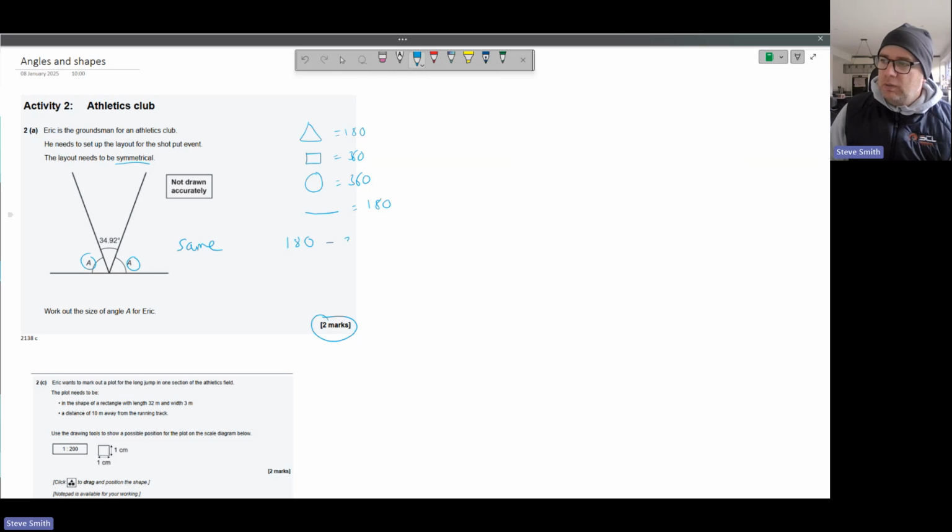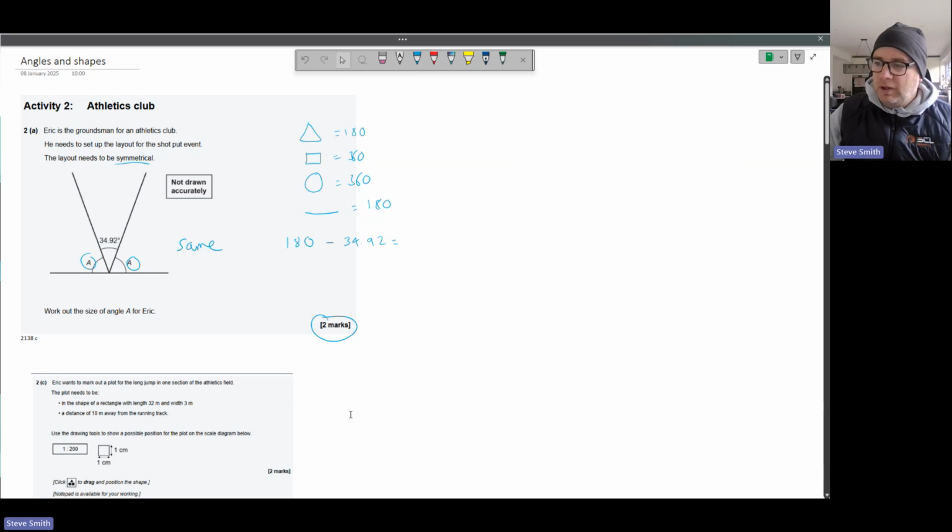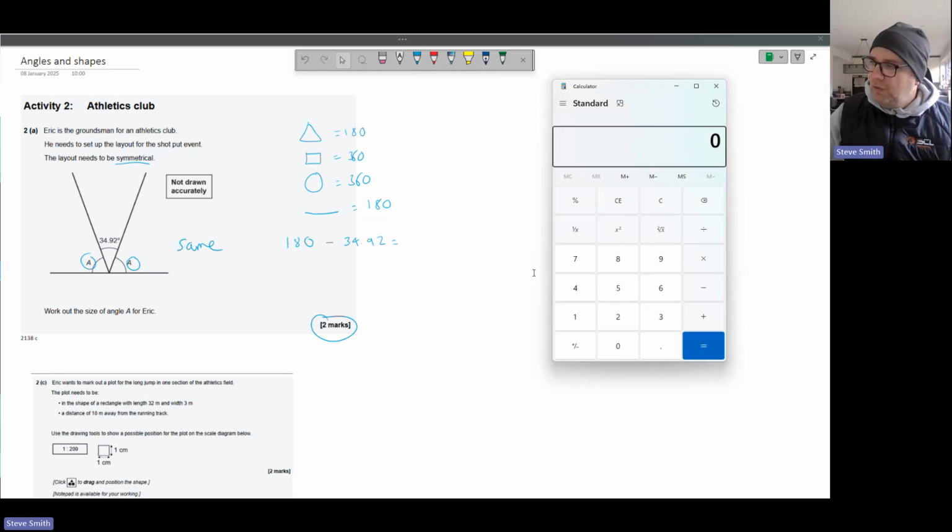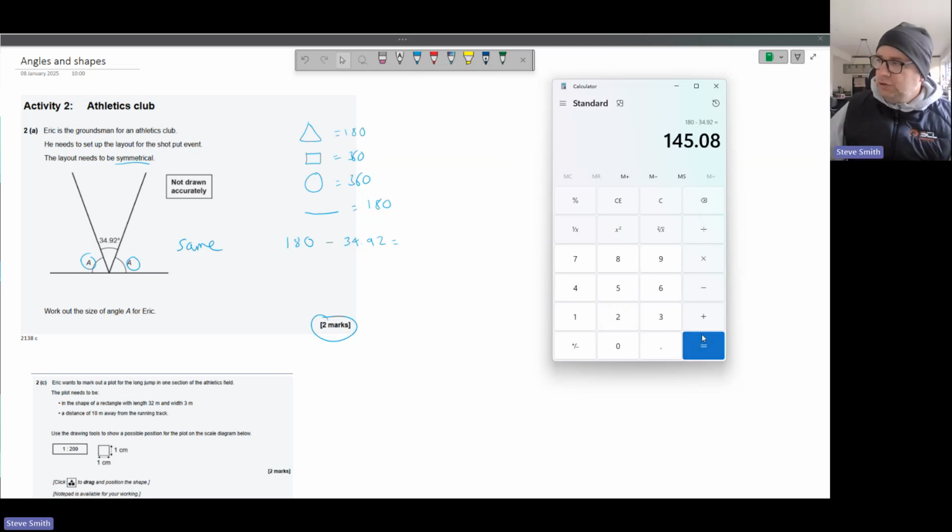So we're going to do 180 take away 34.92. Let's get our calculator. We could do 190 take away 35 and add that little bit extra on, but let's keep it in our calculator because then we've got to divide it by 2. So 180 take away 34.92 equals 145.08.